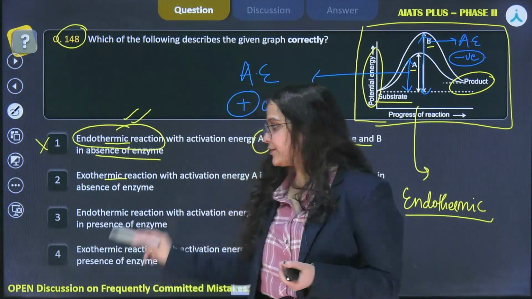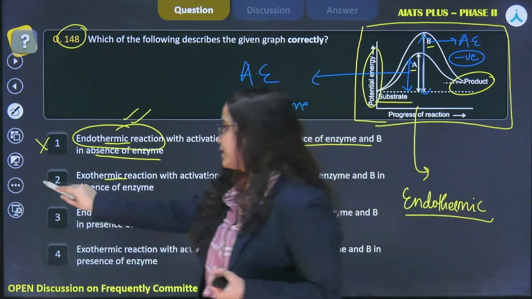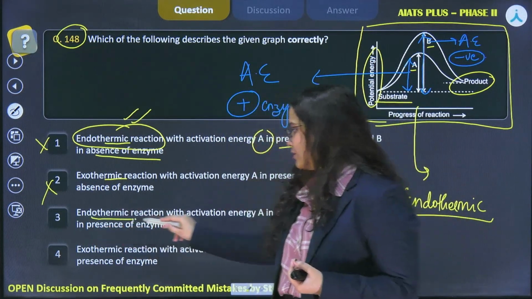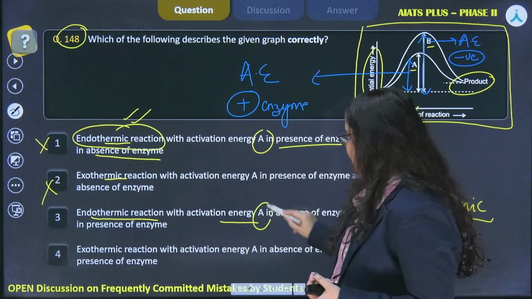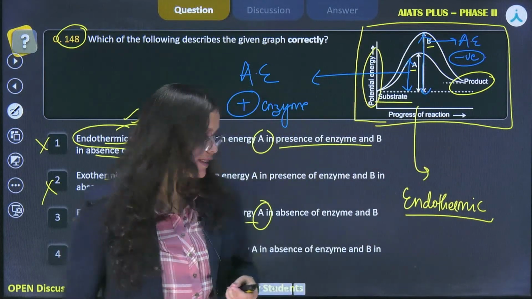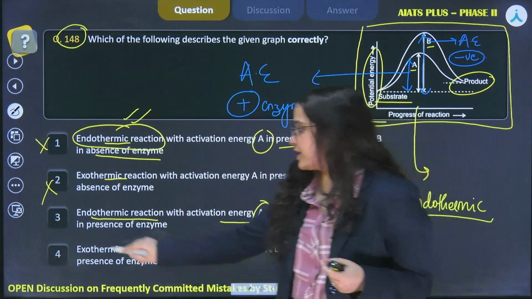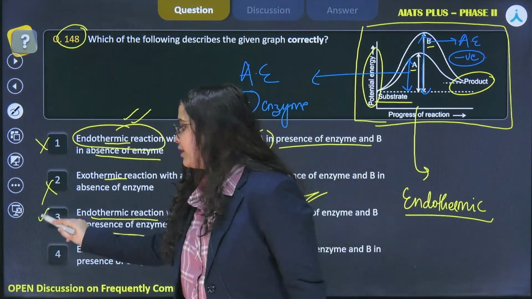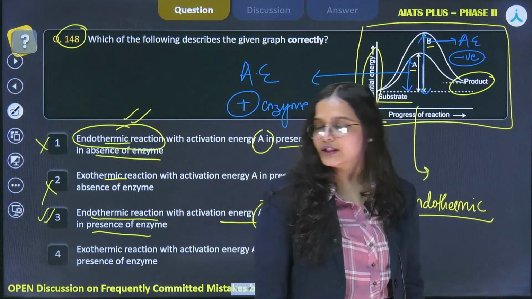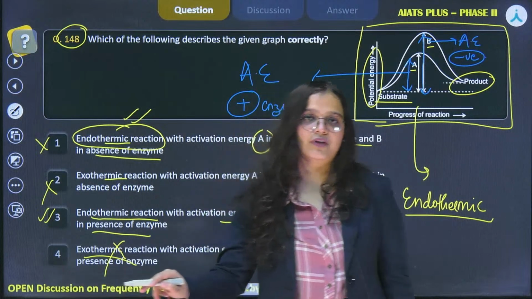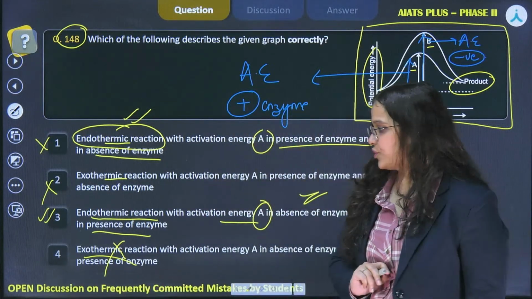Option 2 states exothermic reaction, so we will straight away eliminate this option. Option 3 states endothermic reaction with activation energy A in the absence of enzyme, which is absolutely true, and B in the presence of enzyme. So the answer that we are looking for here is option 3. Option 4 will also get eliminated, as we see exothermic reaction. We need not even read the full option.